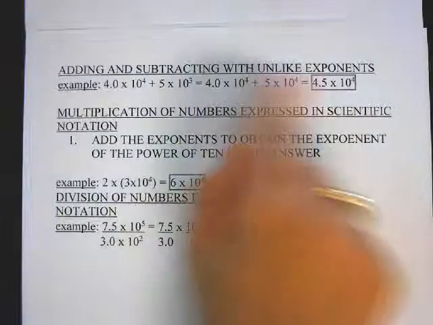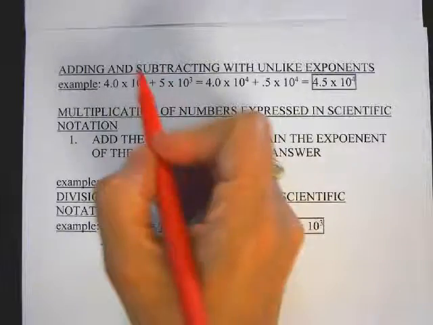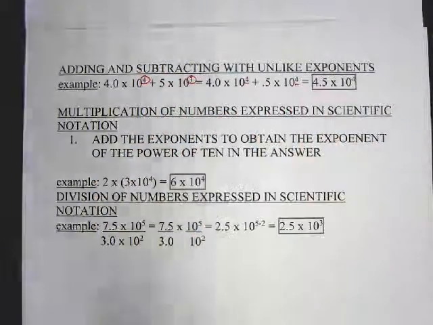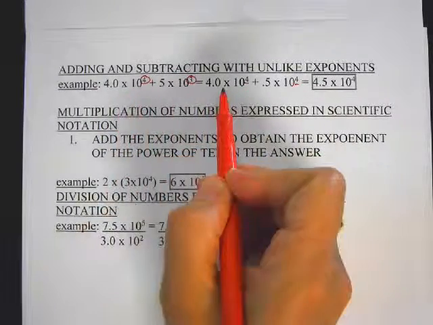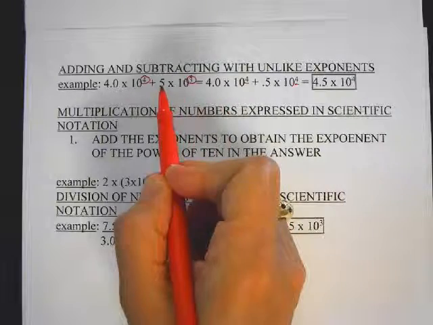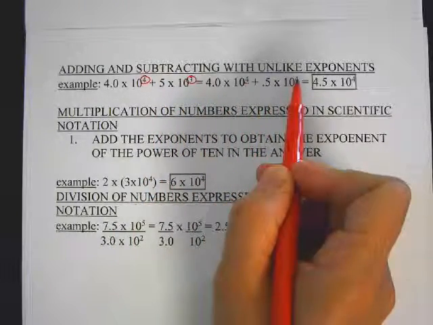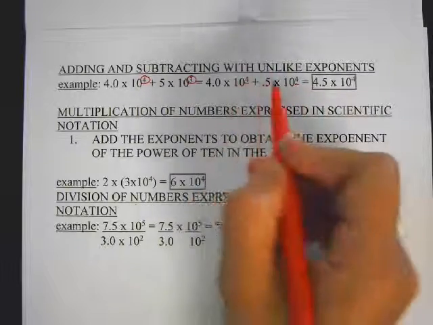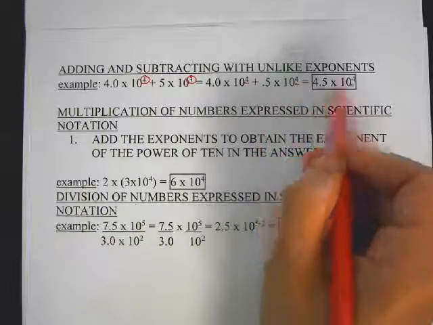If the exponents are different, if I did it by hand, I would make them the same. So this one's to the fourth and this one's to the third. So in this example I made them both to the fourth. So this one I left the same, 4 times 10 to the fourth, and then instead of this one being 5 times 10 to the third, I changed it to 0.5 because I made it a higher power. And then if I added it, 4 plus 0.5 is 4.5, and then the 10 to the fourth.